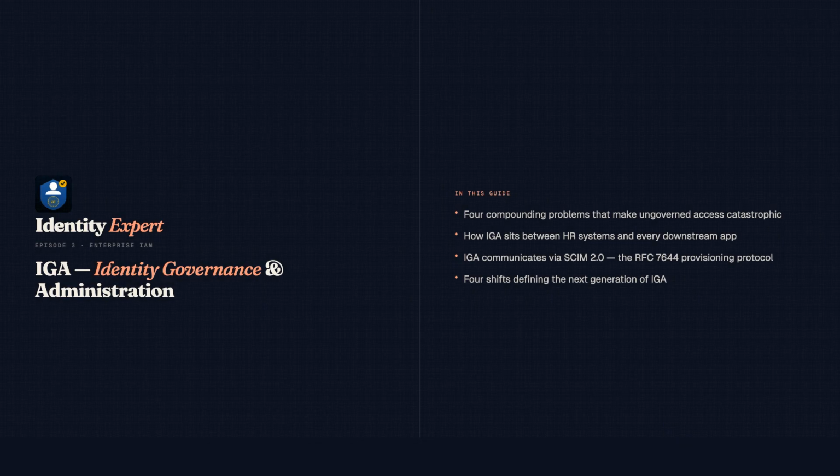In this guide, without IGA, enterprises face four compounding problems that each look manageable in isolation but become catastrophic together. IGA sits between the authoritative source, typically the HR system, and every downstream application your enterprise runs. IGA communicates with downstream systems primarily through SCIM2, the System for Cross-Domain Identity Management Protocol defined in RFC 7644. And four shifts are defining the next generation of IGA.